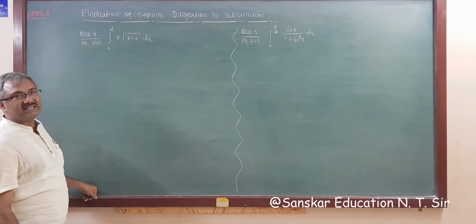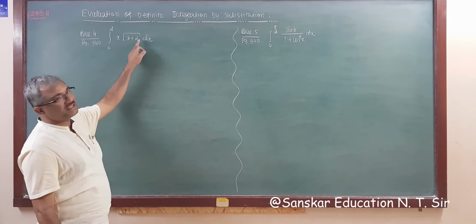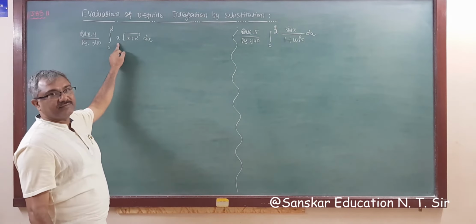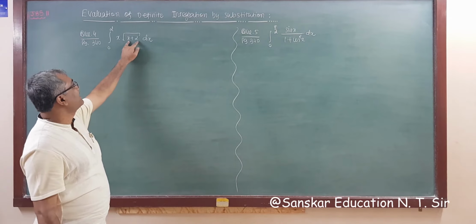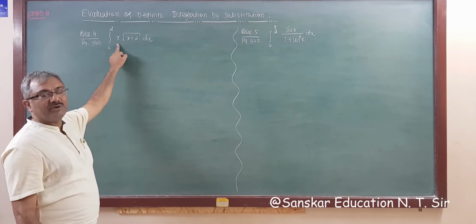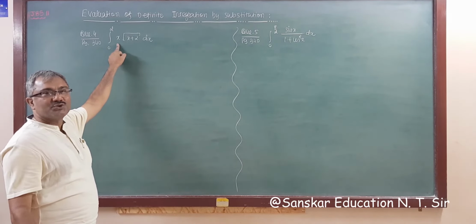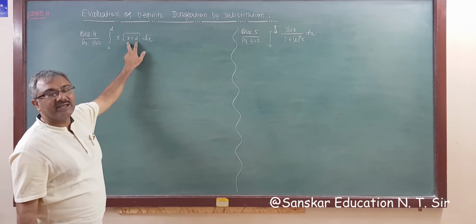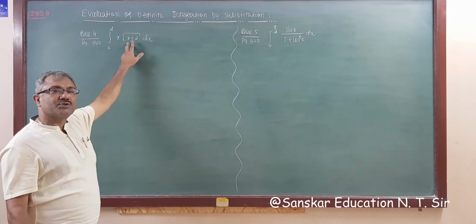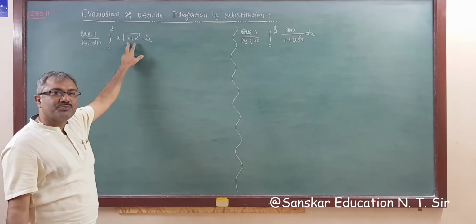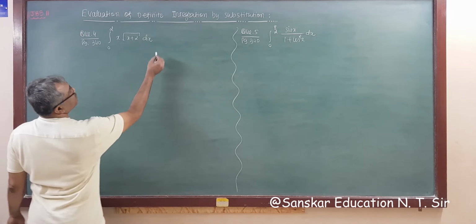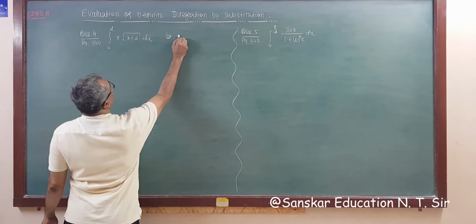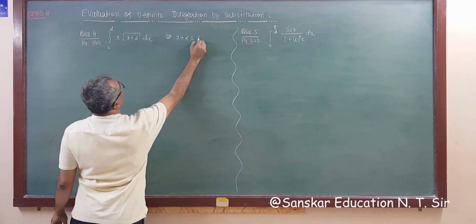Not a single formula is applicable, because this is only x, this is 2 and here is x. Derivative of this is 1 but this is x, so you are not able to apply that formula also. So now what to do? What is in the bracket root? x plus 2. So whatever is under the root, we assume t square. So let x plus 2 is equal to t square.